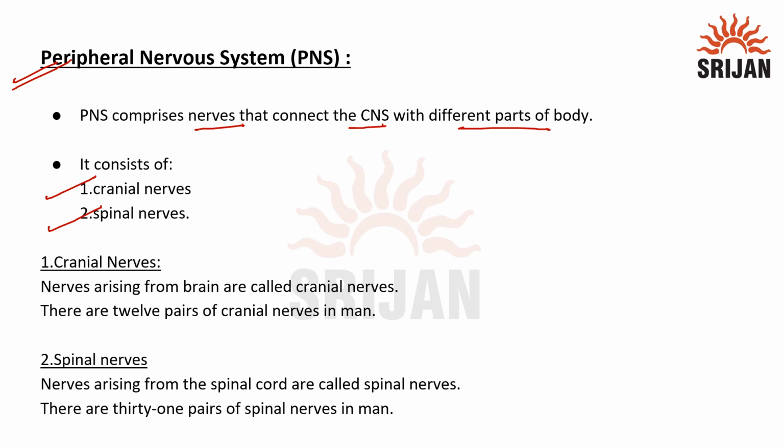The name itself suggests cranial. So we know that cranial is a word related to the brain. That means cranial nerves are the nerves which arise from the brain, and they are 12 pairs in number. The spinal nerves are the nerves which arise from the spinal cord, and they are 31 pairs in number.